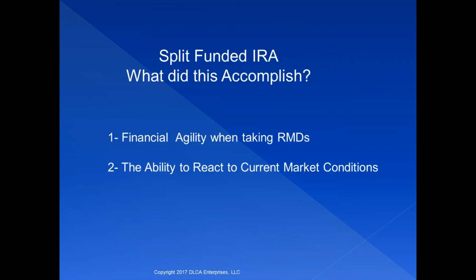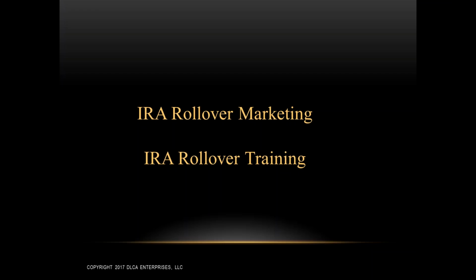So, split-funded IRA, what did we accomplish? Well, number one, we've given our client financial agility when taking their RMDs. They can choose which account to take it out of based on the current conditions, and it also gives them the ability to react to current market conditions. And folks, when you're taking out RMDs, financial agility is the number one thing. You want to have choices based on current market conditions.